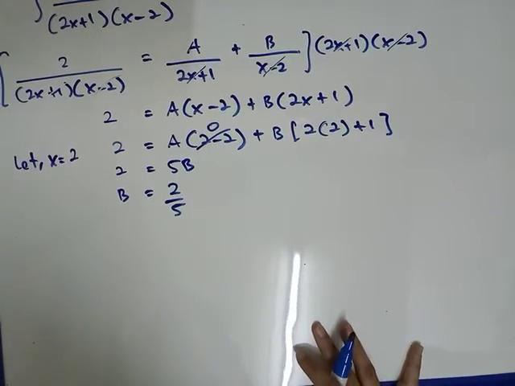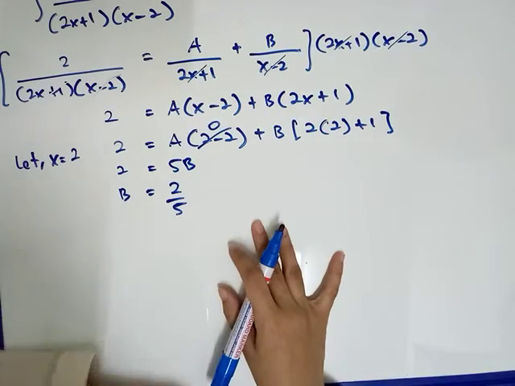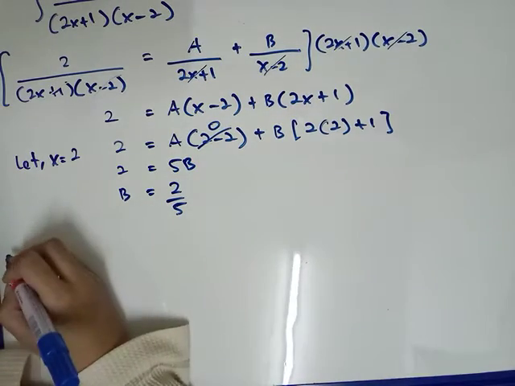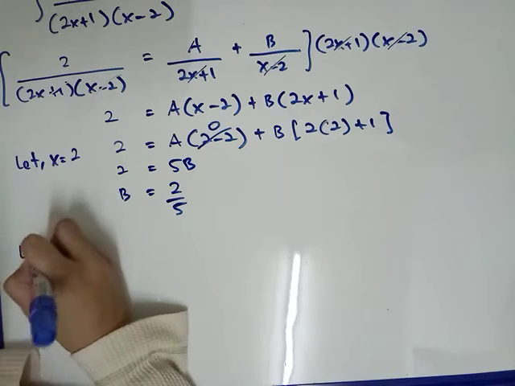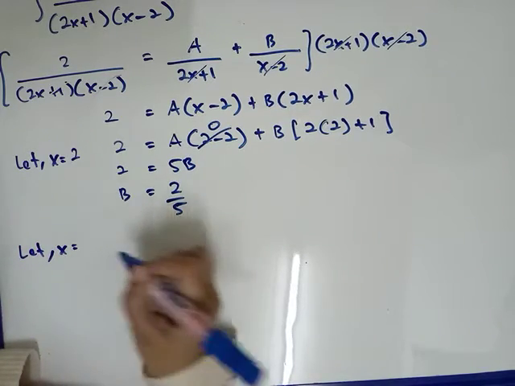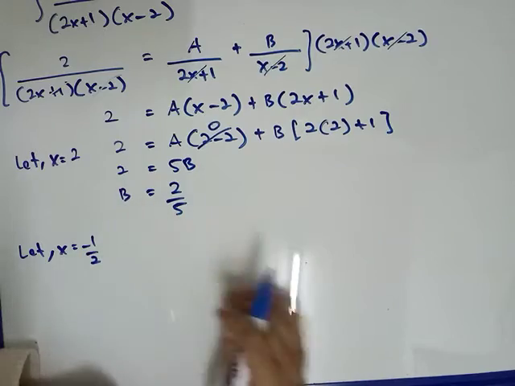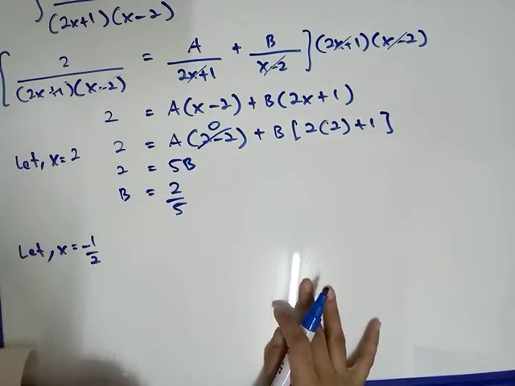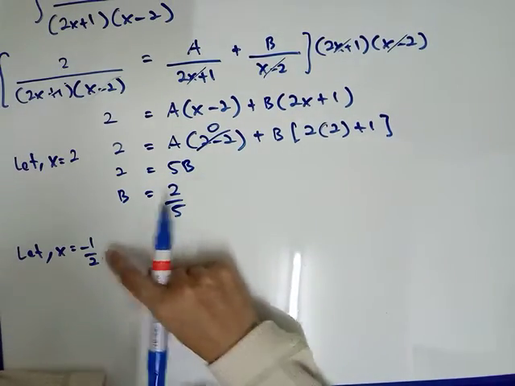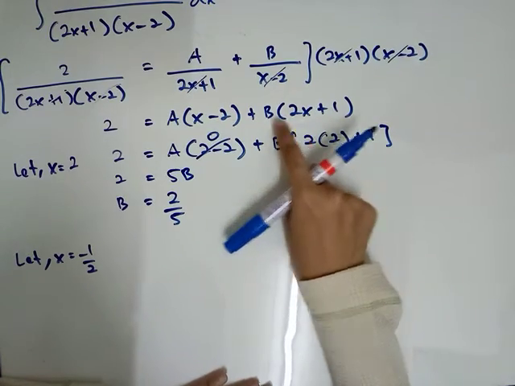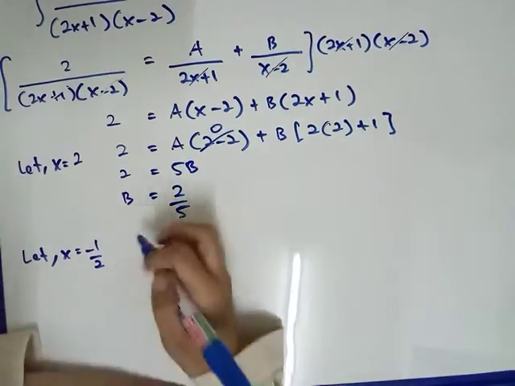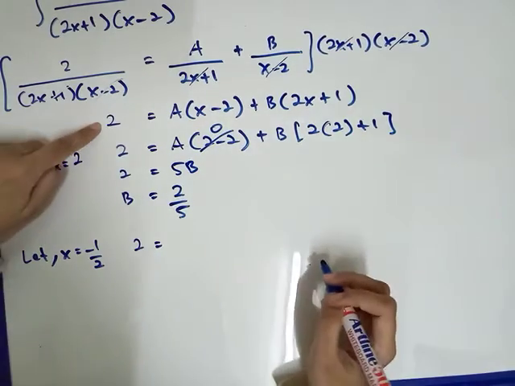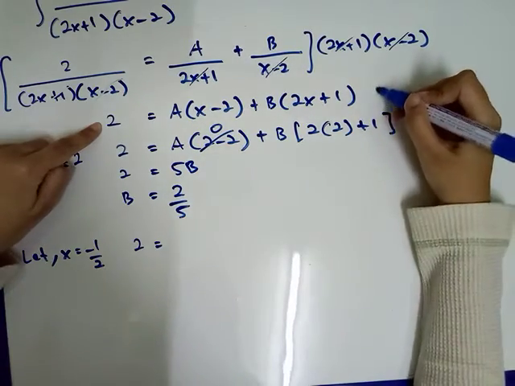What about for a? Okay, so for a, I will let x equal to negative 1 over 2. Why? Because we can eliminate b to find the value for a. Okay, so take the first equation again.